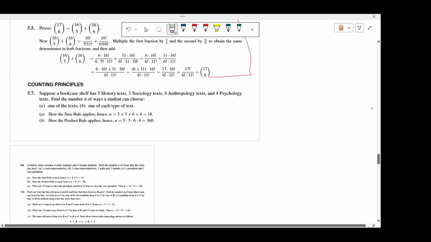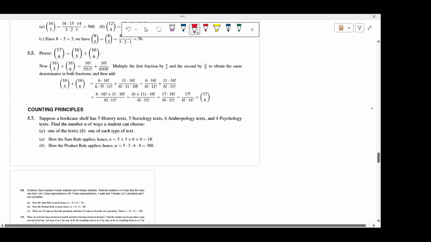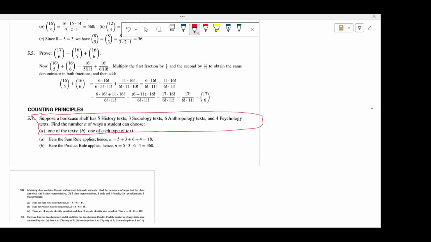Counting principle questions. Just read this question first. There is a bookshelf. It contains 5 history books, 3 sociology books, 6 anthropology books, and 4 philosophy books. So altogether 5 plus 3 is 8, plus 6 is 14, plus 4, 18 books are there.